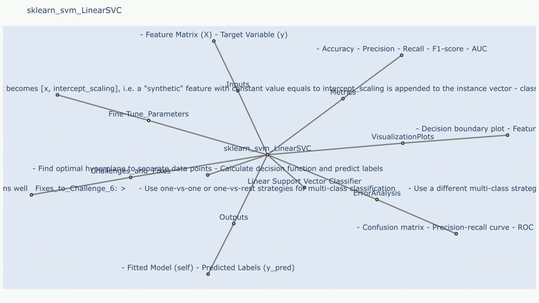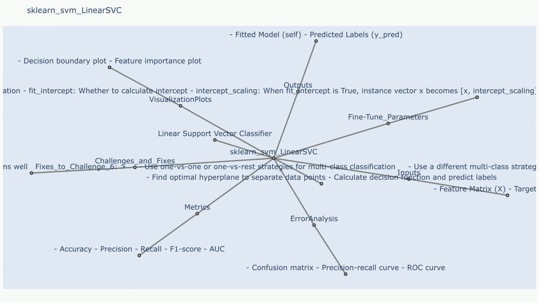Uncertainty methods. Confidence scores. The decision function output provides confidence scores for each class. Higher scores indicate higher confidence in the predicted class. Challenges and fixes. Challenge 1. Overfitting. The model may overfit to the training data, resulting in poor generalization performance on unseen data.